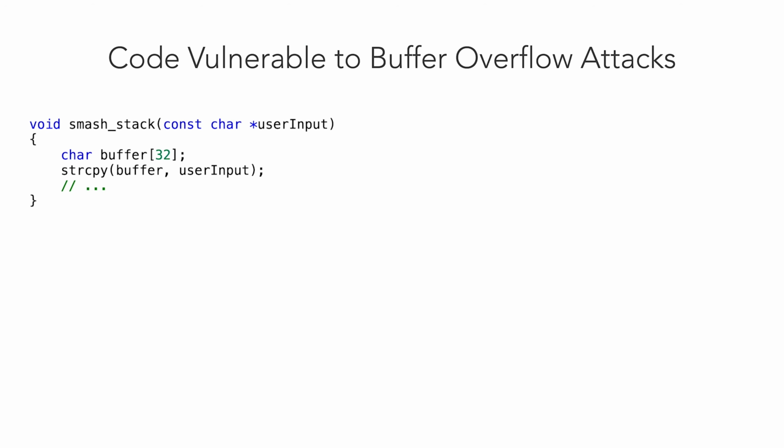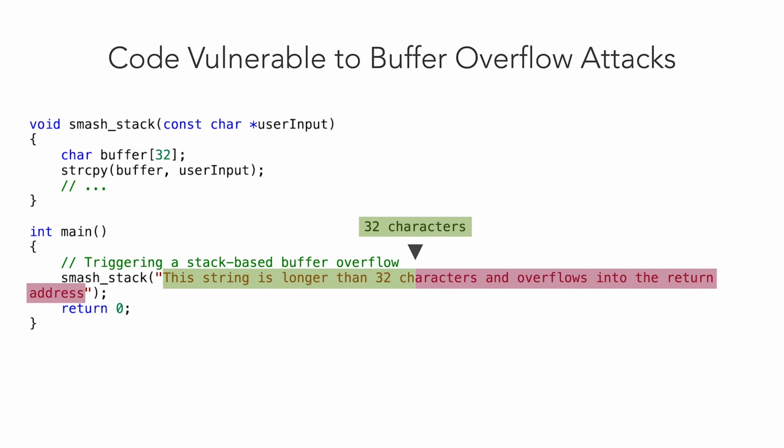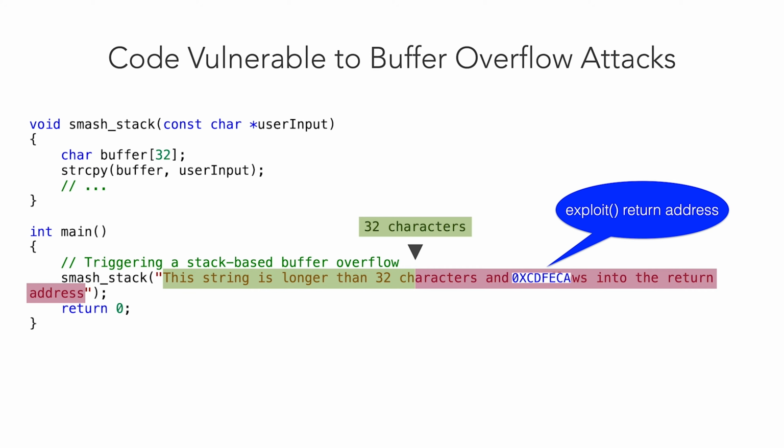Here's a simple example of a function vulnerable to a buffer overflow attack. Suppose an attacker provides an input string that's longer than 32 characters. This would override the return address stored on the stack. If attackers carefully craft the input string, they could override the return address with the address of their malicious code, effectively redirecting the program execution flow. Let me explain how bad guys might exploit stack-based buffer overflows.